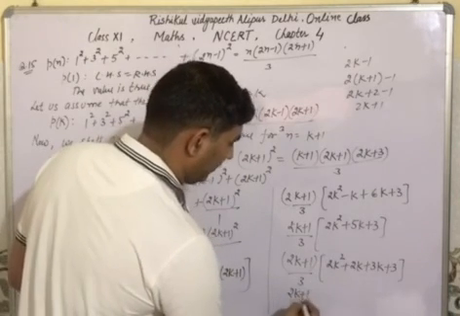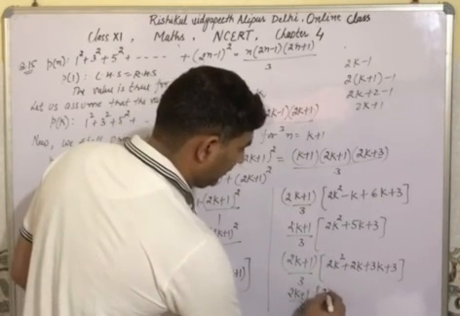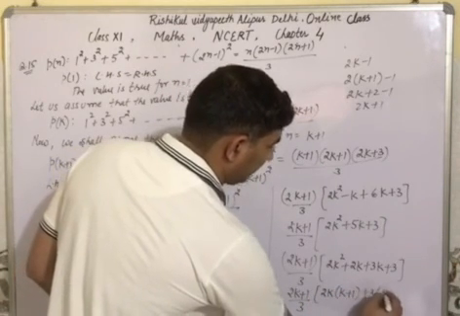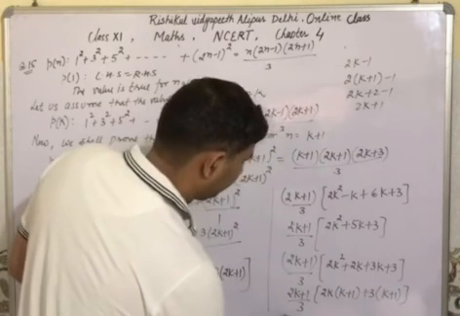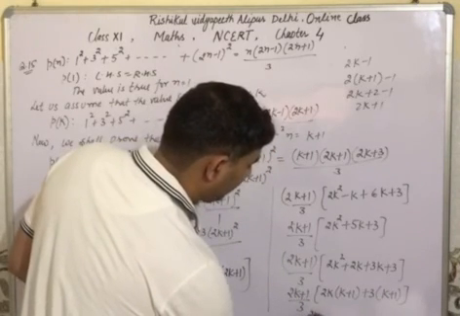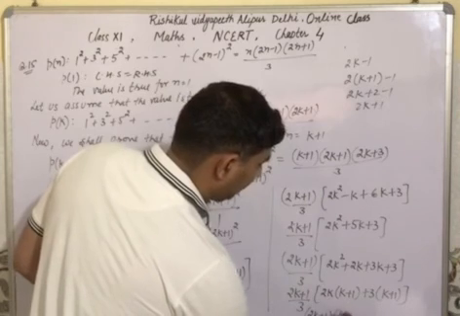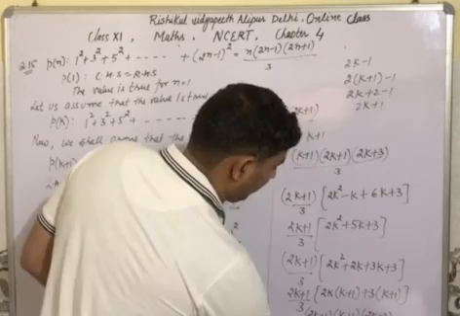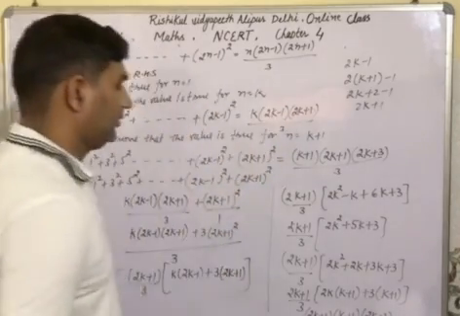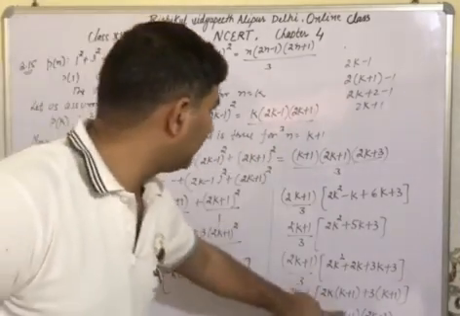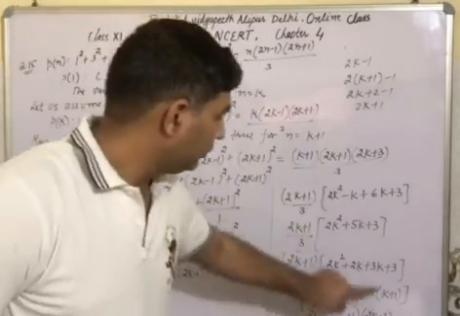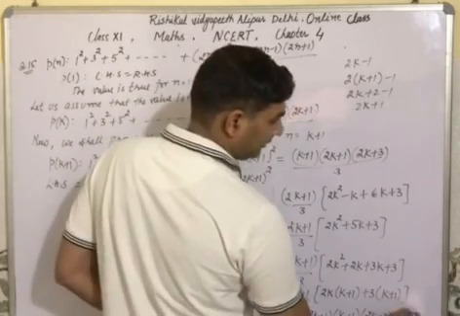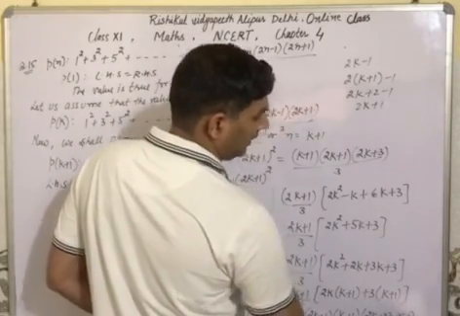This 2k is a common term. Then 2k into k plus 1 plus 3 into k plus 1, and then the last term is 2k plus 1, then k plus 1 and this 2k plus 3 upon 3. This is equal to the right hand side: k plus 1, 2k plus 1, 2k plus 3 over 3 is equal to RHS.